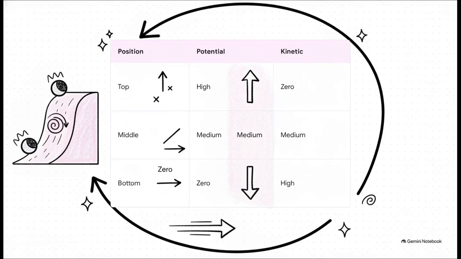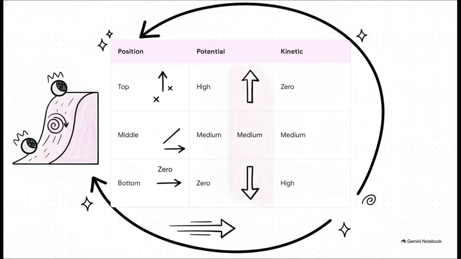Let's apply our new vocabulary to these 3 specific steps. This table brilliantly illustrates the exact thought process you need to have. Let's look at the top position. The ball is at its absolute highest point, so its potential energy is high. But it hasn't started rolling quite yet, so its kinetic energy is basically 0. Now check out the middle. As it rolls down the ramp, it's losing some of that height, but it's gaining speed, right? So the potential energy drops down to medium, and the kinetic energy rises up to medium.